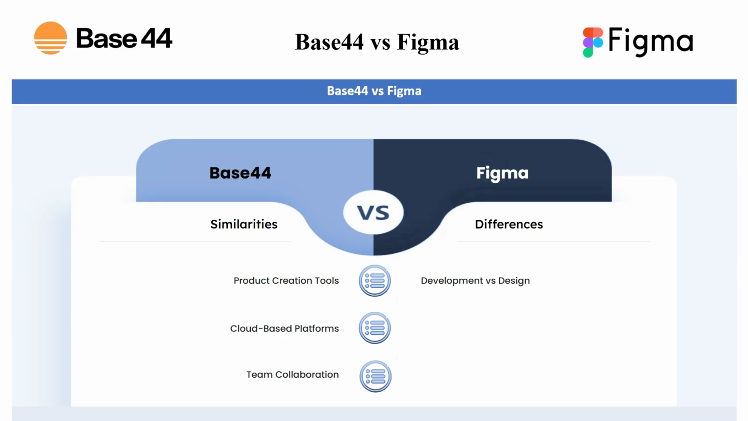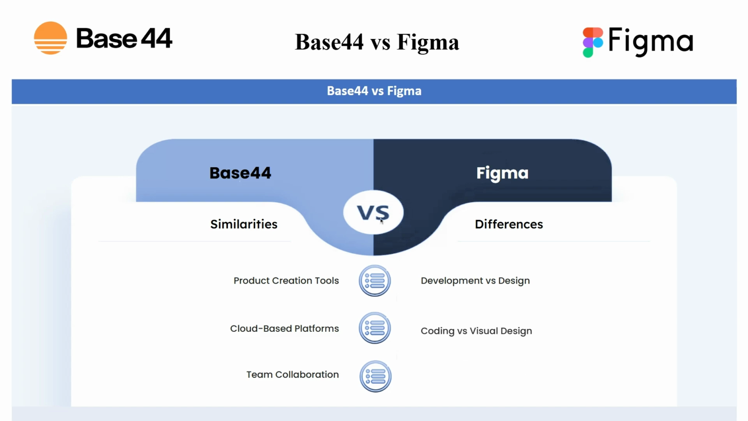Figma, on the other hand, focuses on UI and UX design, which stands for user interface and user experience. UI refers to the visual elements users interact with, like buttons and layouts, while UX refers to the overall experience of using the product. So, Base44 powers the technical infrastructure, while Figma designs the visual experience.